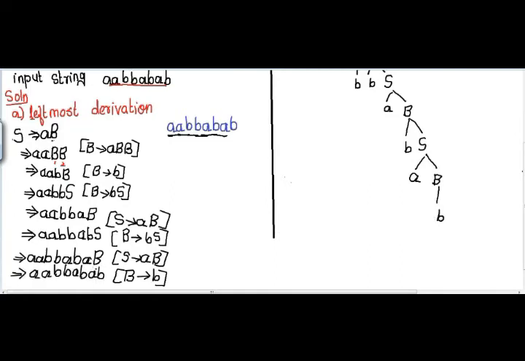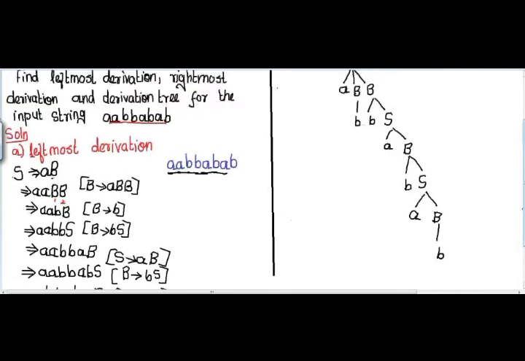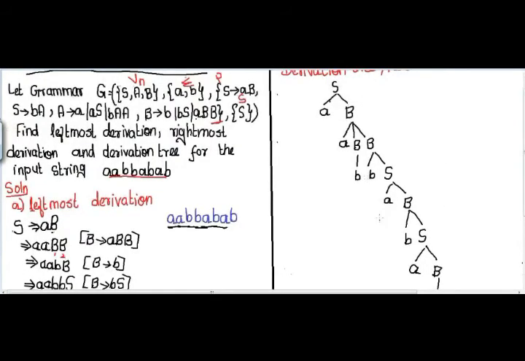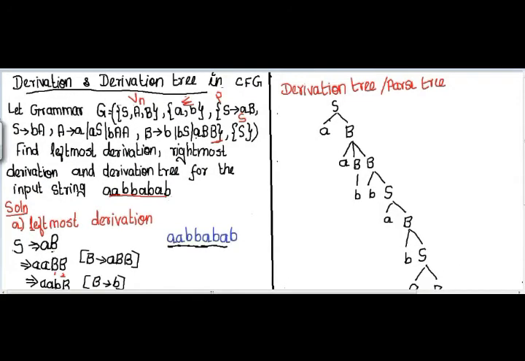Now I got my input, that is A A B B A B A B, by using leftmost derivation, and this is its corresponding parse tree or derivation tree. So A A B B A B A B. Next, I am going to derive the rightmost derivation.